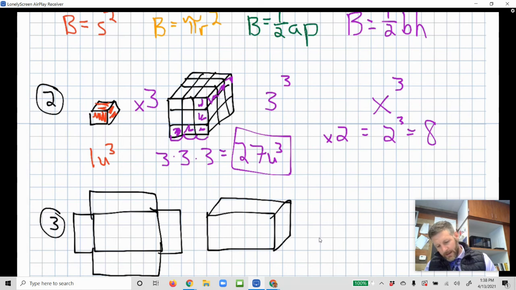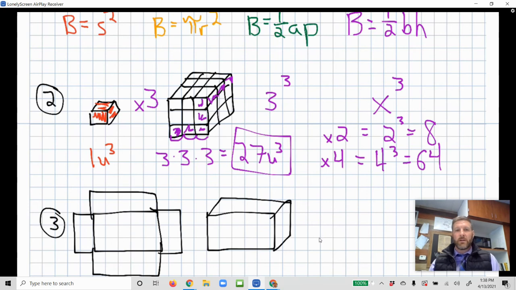Or say something's 4 times bigger. Well, then that's going to be 4 cubed, which is 4 times 4 times 4, which means it's going to be 64 times bigger. And you can see visually with the cubes here on the left how just changing all 3 dimensions doesn't just triple it or make it 6 times bigger, but it's going to be 27 times bigger. It makes a big difference to multiply all 3 dimensions.